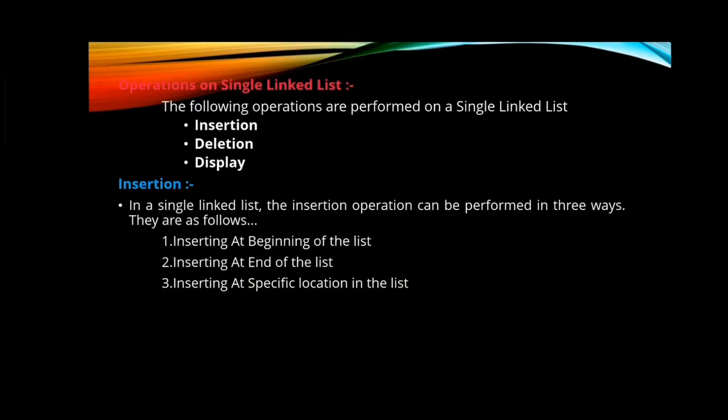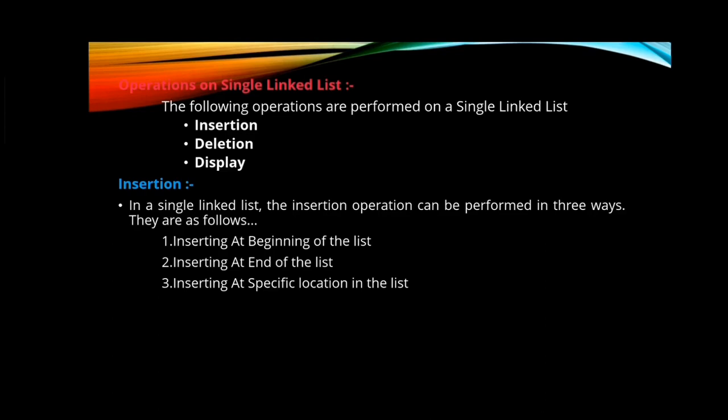And coming to the topic, operations of single linked list. The following operations are performed on single linked list. They are insertion, deletion, display, and each one is again divided into three types. Insertion, in a single linked list, the insertion operation can be performed in three ways. They are as follows: insertion at the beginning of the list, insertion at the end of the list, and inserting at a specific location of the list.